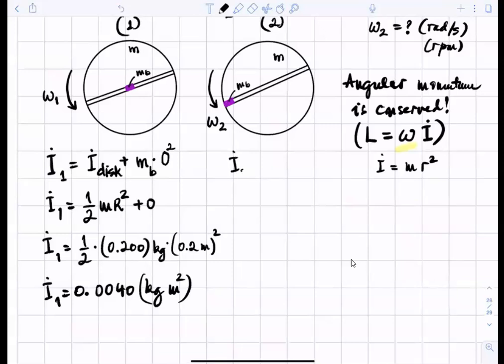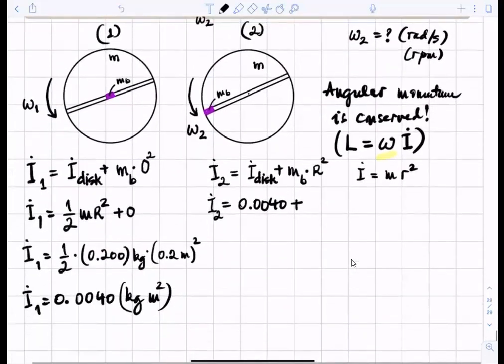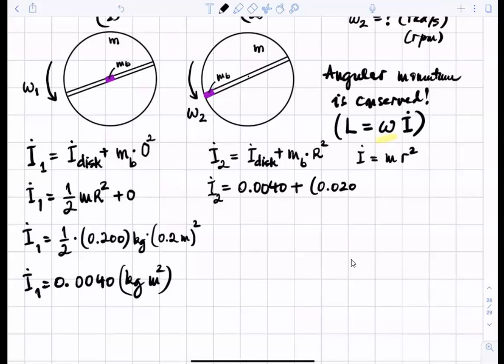All right, so now as the block moves out, this final moment of inertia will change. So I'm going to call that one I2. It is equal to the I of the disk again, plus the mass of the block times radius squared, because now, all of a sudden, the position of the block is 1 radius away. So I2, since we already calculated I of the disk, which was equal to I1, is 0.0040 plus the mass of the block, which is 20 grams, so that's 0.020 kilograms.